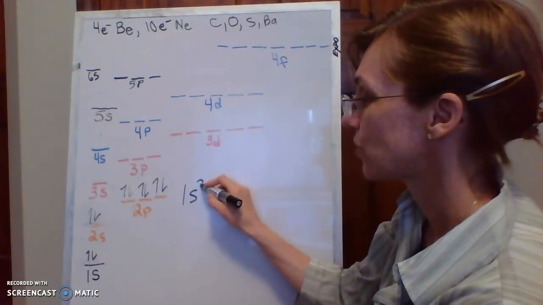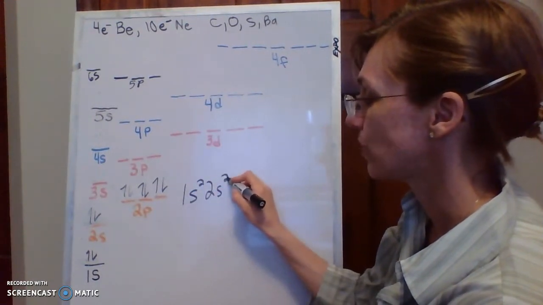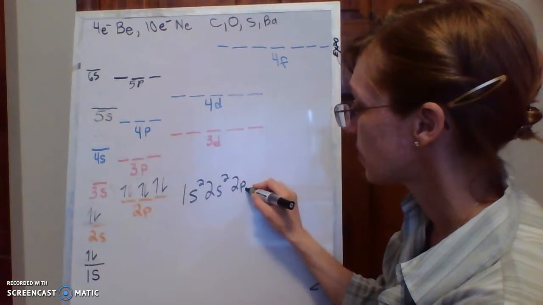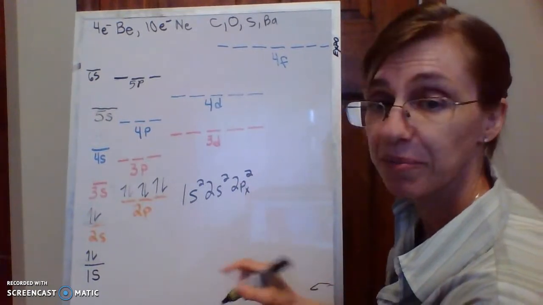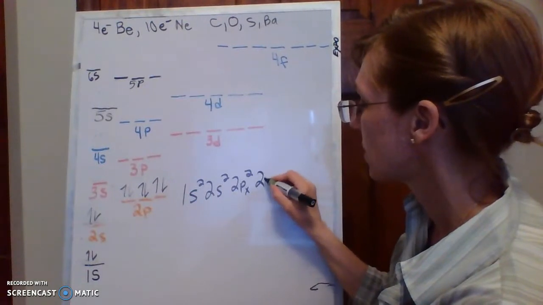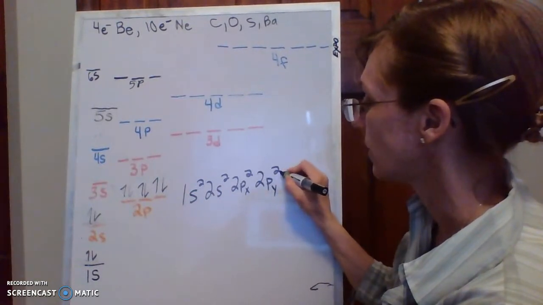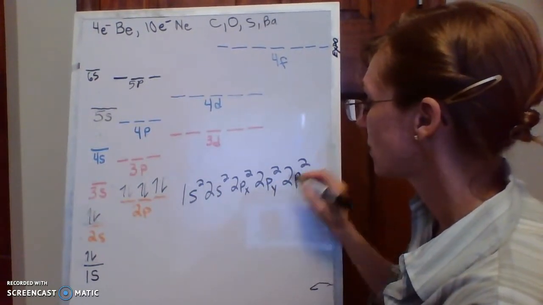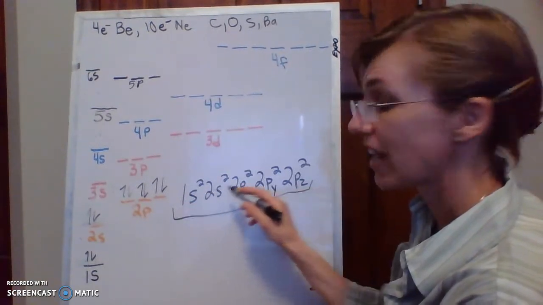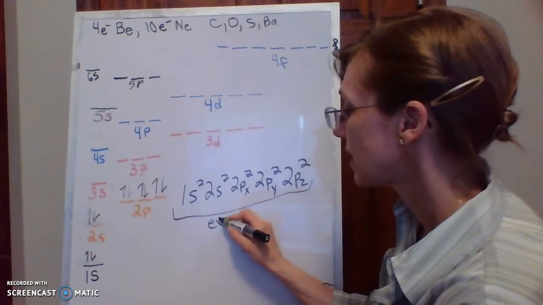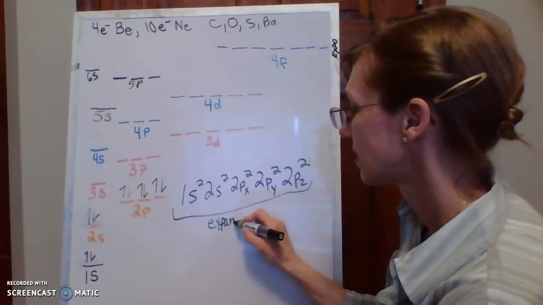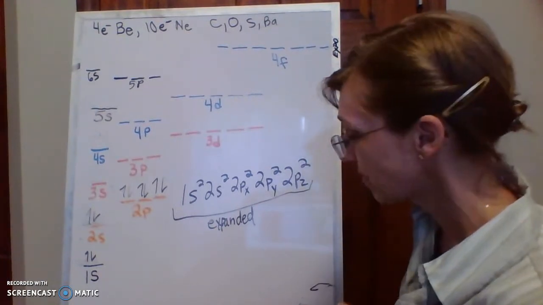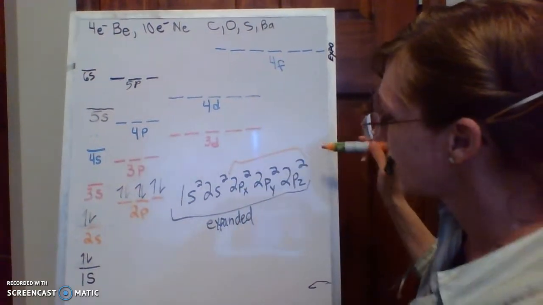So 1s has 2 electrons. 2s has 2 electrons. Remember, this one's called the px, so the 2p subscript x has 2 electrons. That's the py, so the 2py has 2 electrons. Here's the pz. 2pz has 2 electrons. So when we write out each and every one of the orbitals, this is called the expanded electron configuration.